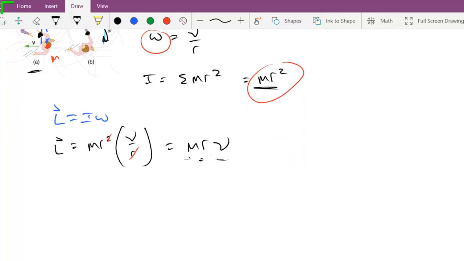So kind of a neat little result. The angular momentum of a point mass, which will rotate at some point after it gets stuck and locked together, is equal to the mass of that point times how far away it is from where it will rotate times how fast it is traveling.